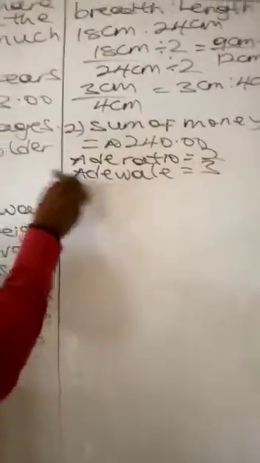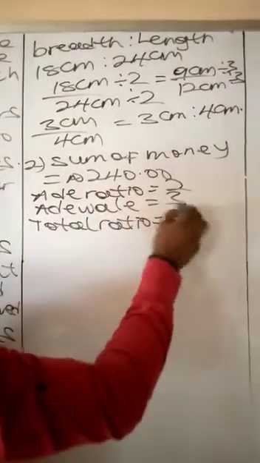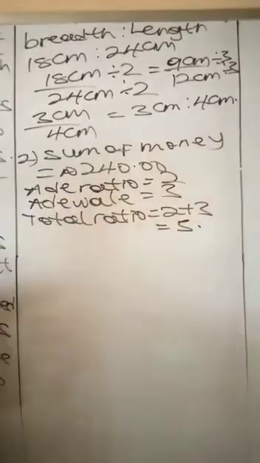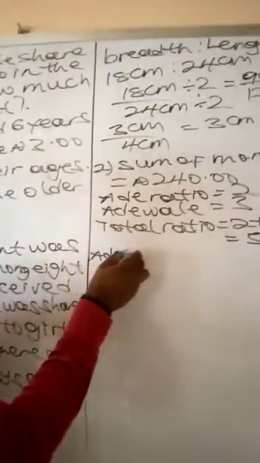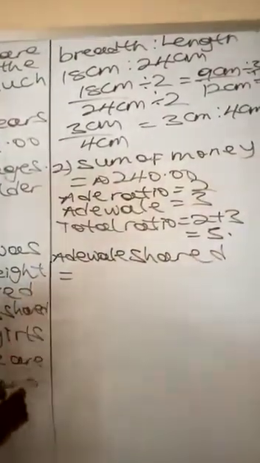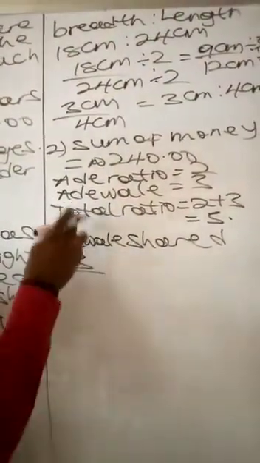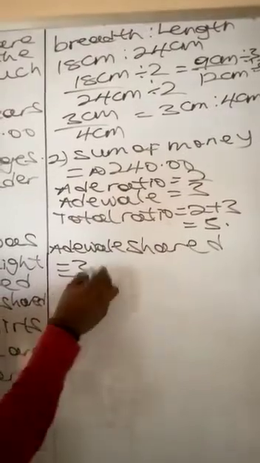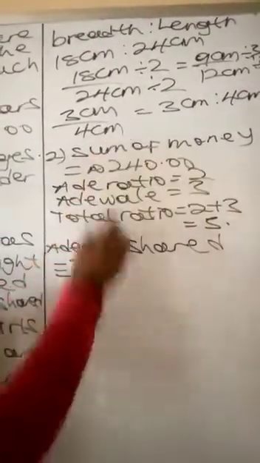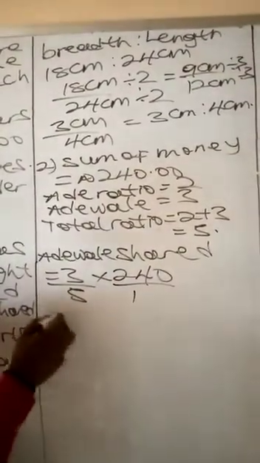Then we take the total ratio. The total ratio will be 2 plus 3. That will be what? 5. So go back to the question. How much did Adewale get? Adewale's share will be equal to Adewale's ratio, 3, over the total ratio, which is 5, times the sum of money. Sum of money is 240 over 1. So we're going to divide.